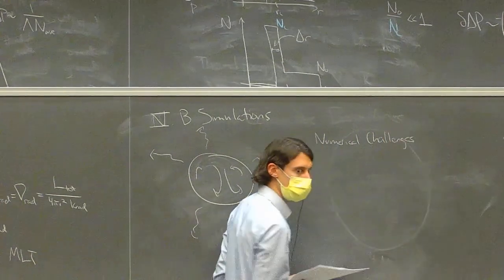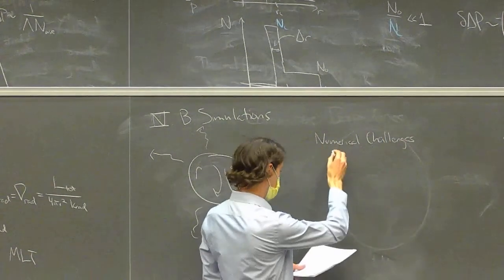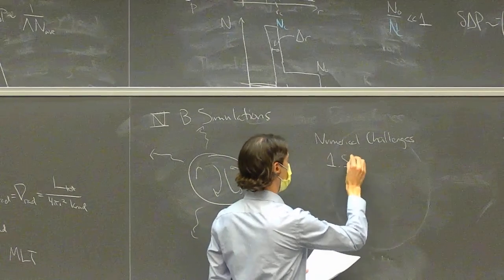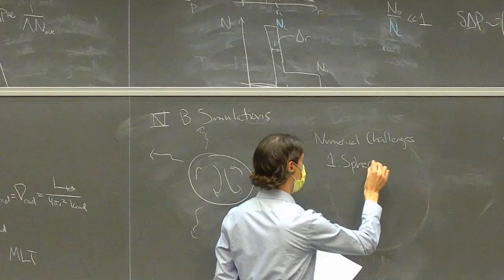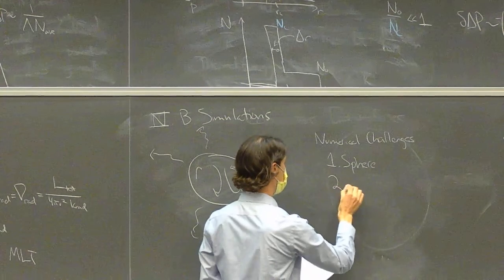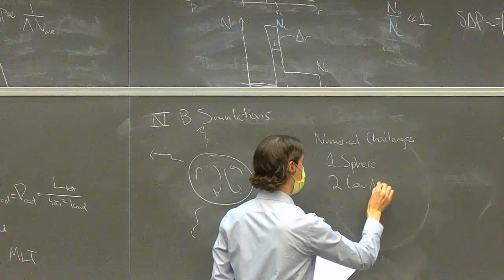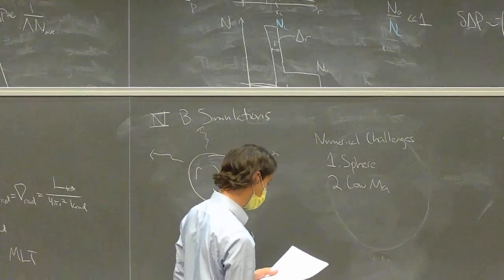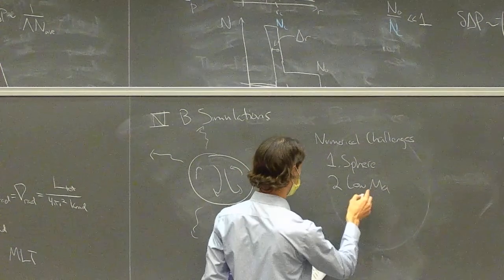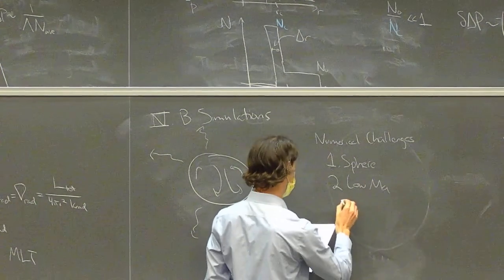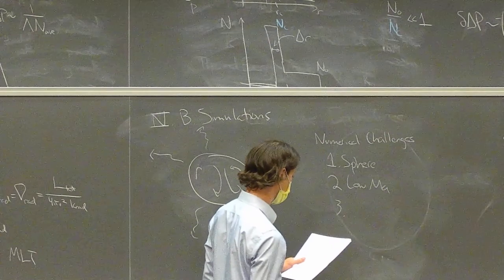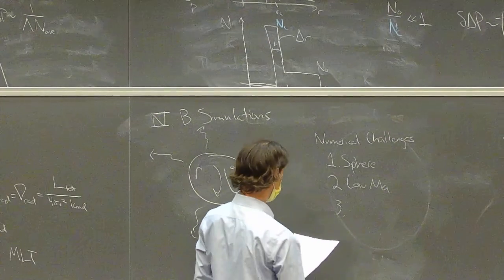The first is that you're in spherical geometry, so that's tough. The second is that you are at low Mach number. Many people use codes where they explicitly solve for the sound waves, so that makes it really tough. We're looking at Mach numbers of, say, 10 to the minus 3, 10 to the minus 4.